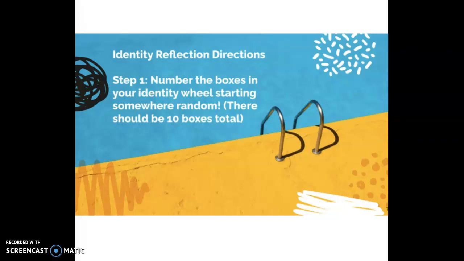Tell them, step one, in your chart, go ahead and number your identity wheel or identity chart, starting somewhere random, meaning you don't need to number all the way down the chart, 1, 2, 3, 4, 5, 6, 7, 8, 9, 10. Use all 10 numbers, but make it super random. The reason is that it's going to ensure that our activity is still based on anonymity. We don't want people having the same numbers, so you might put 2, 7, 5, 6, 9. Just make sure you use all 10 numbers and you randomly put them throughout your chart.